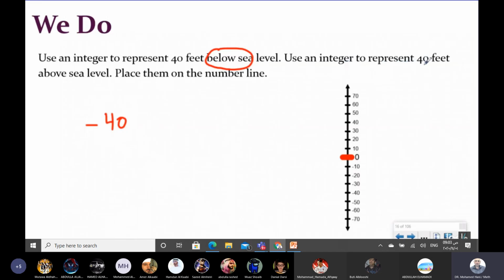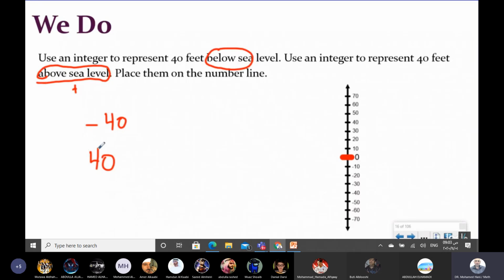Then it says use an integer to represent 40 feet above sea level. And again, above sea level is going to refer to the positive numbers on my number line. And so I'm just going to write a 40. I don't need to write the positive sign because if it's not negative, then we make the inference that it's positive. That's a math convention that we talked about in our first negative number lesson.